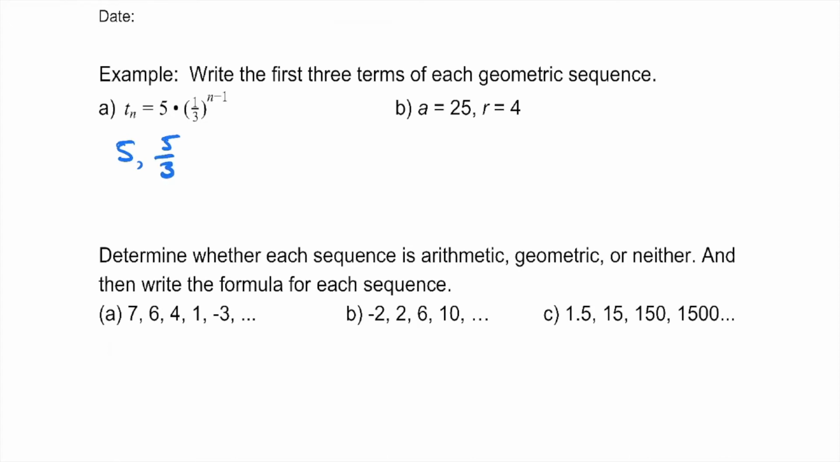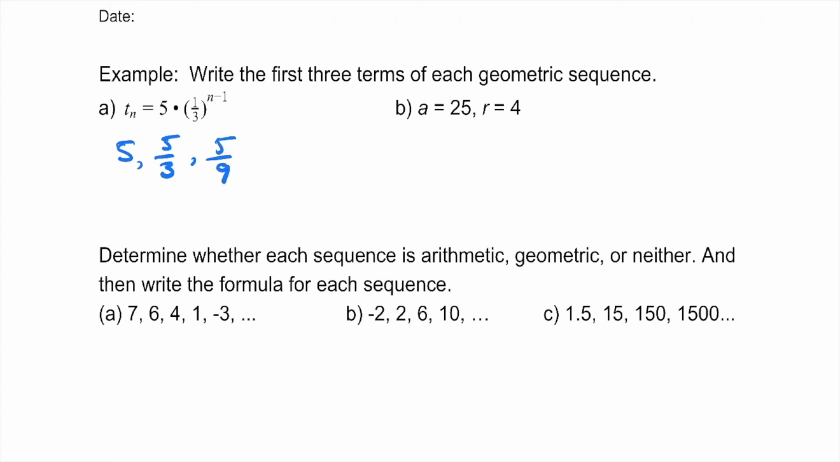And hopefully we can see that the pattern here is that we're taking each subsequent term and we're dividing it by 3 or multiplying by a third. So for the third term, n is 3. So n minus 1 is 2. So it's 1/3 squared, which is 1/9. So 5 times 1/9 is going to be 5 over 9.